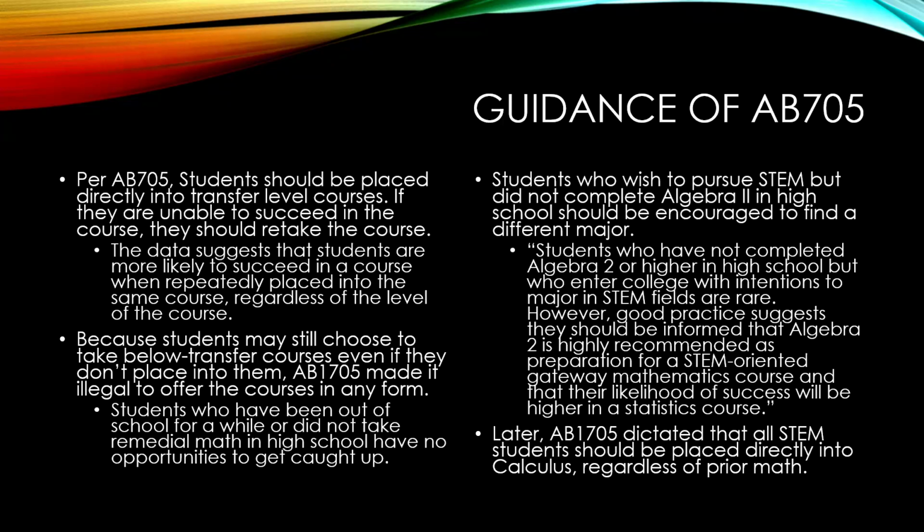Because students may still choose to take below transfer courses, even if they didn't place into them, AB 1705 made it illegal for us to even offer the courses in any form. And so students who have been out of school for a while or did not take remedial math in high school have no opportunities to get caught up.